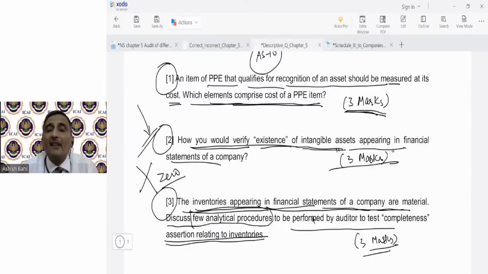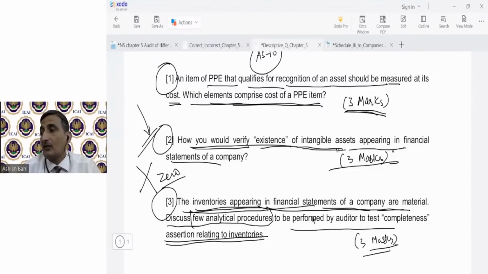So obviously the auditor would perform ratio analysis, like we had discussed about inventory turnover ratios. He would calculate inventory turnover ratio, he would see trends, he would perform trend analysis. He would compare it with the previous year stock holdings. So these kind of procedures have to be written, as these would help the auditor in testing the completeness assertion of inventories, whether all inventories which were required to be recorded have been recorded or not.